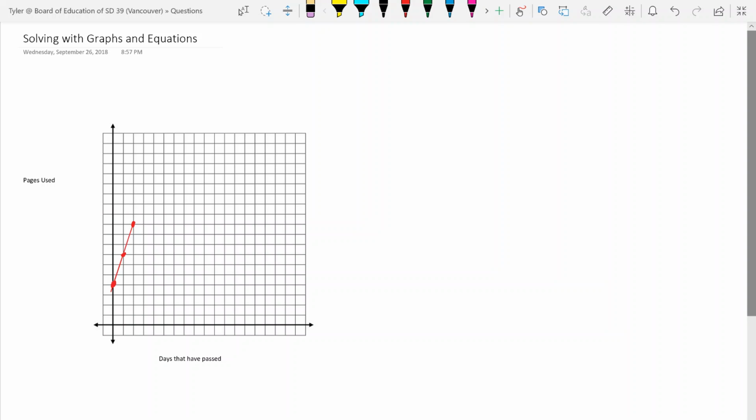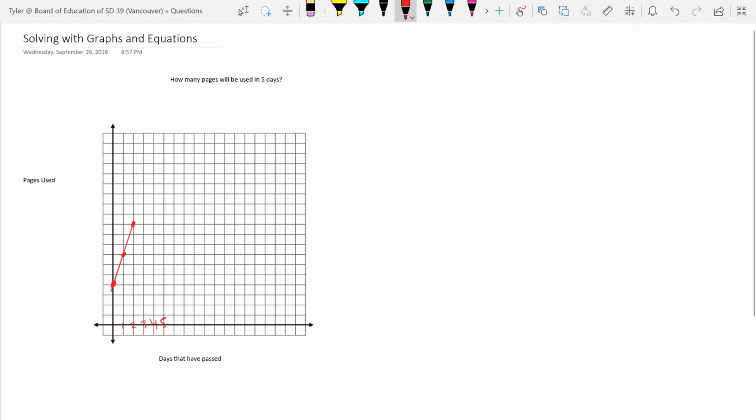We know what's going on. A kind of question might be asked, how many pages are going to be used in a week? So in order to figure this out, maybe let's just say 5 days. In order to figure this out, we actually need to look on the graph. So this is 1 day, 2, 3, 4, 5 days.